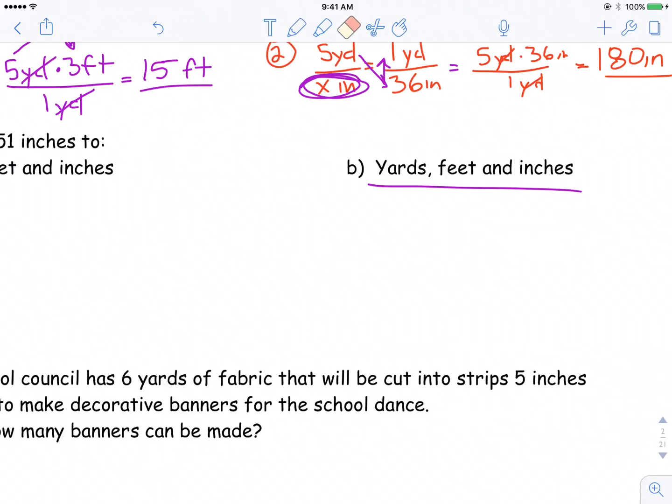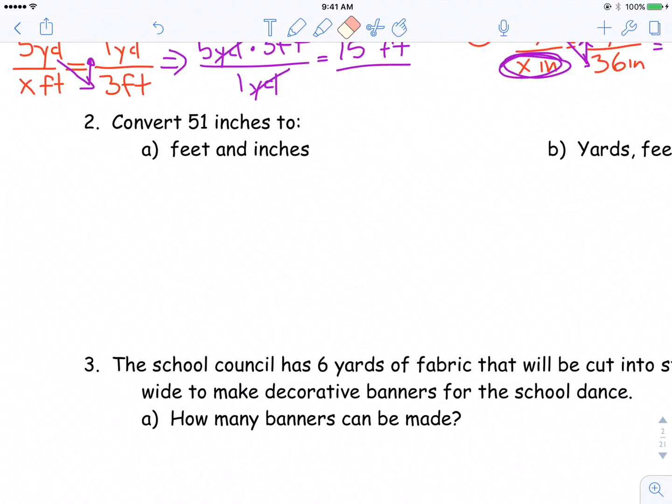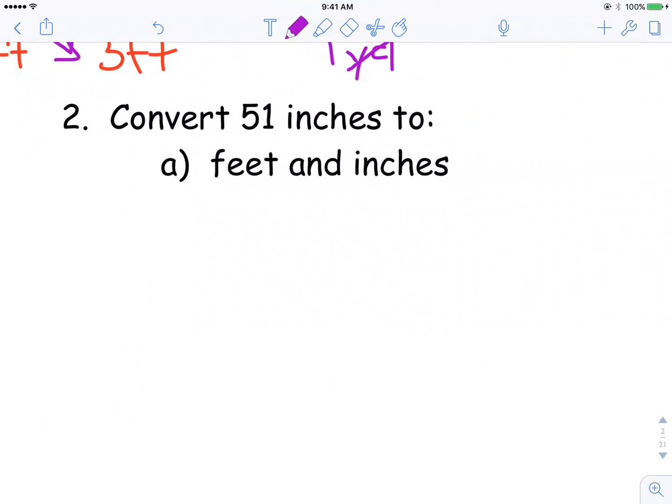So now we need to look at how we can go about doing that type of conversion, and this is the weird one in this chapter. Convert 51 inches to feet and inches. Now, there's no one set way to figure out these types of questions. I can represent 51 inches as 51 inches, or in this case I could say that it is also 4 feet 3 inches. So let's figure out how to get there.